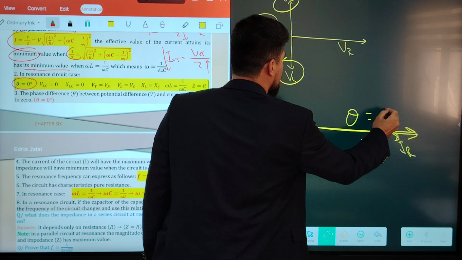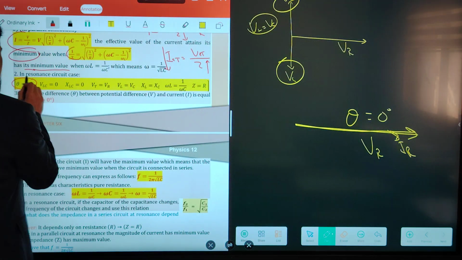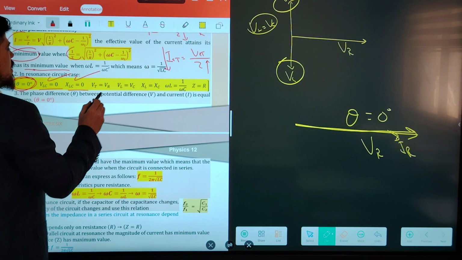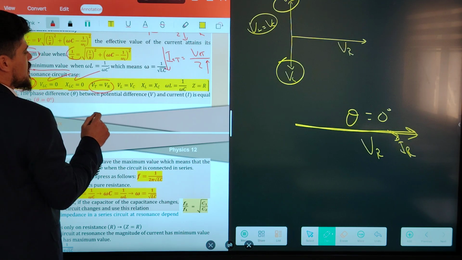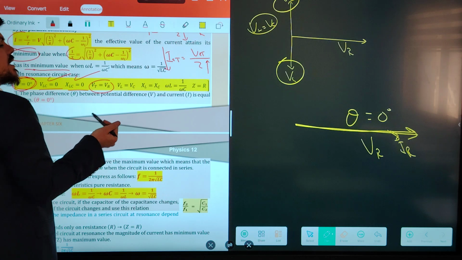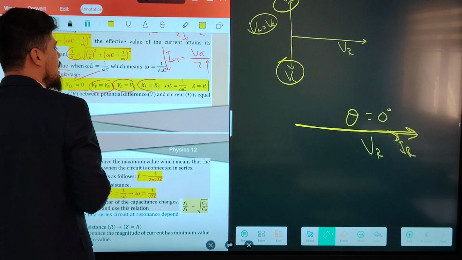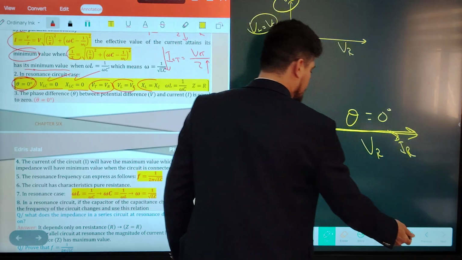Angle is equal to what? Angle is equal to 0. VLC, 0. XLC, 0. V total is equal to VR, yes. Why? Because VL and VC are equal. Okay? And omega L is equal to 1 over omega C.